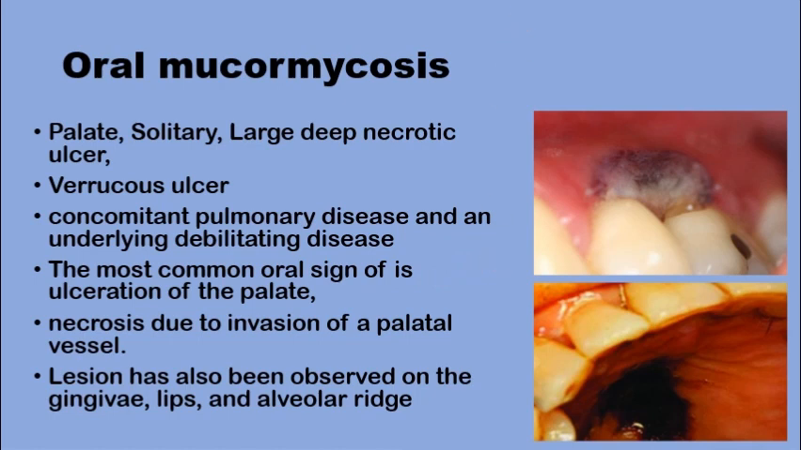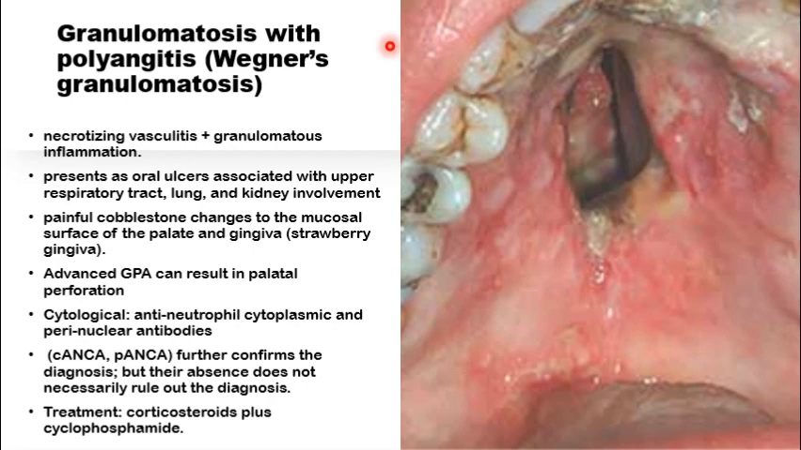There is a group of granulomatosis causing solitary chronic oral ulcers, starting with granulomatosis with polyangiitis, previously termed Wegener's granulomatosis. The pathology here is a necrotizing vasculitis plus a granulomatous inflammation. They present as an oral ulcer associated with disorders of the upper respiratory tract. The lungs and also the kidneys are involved.